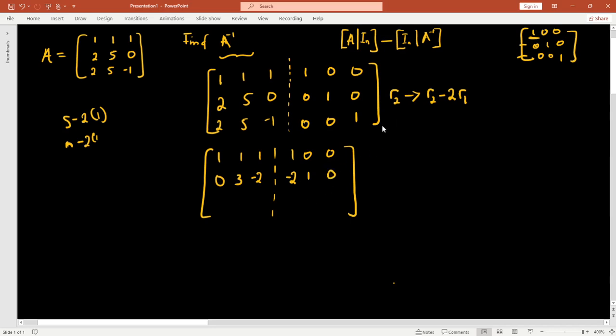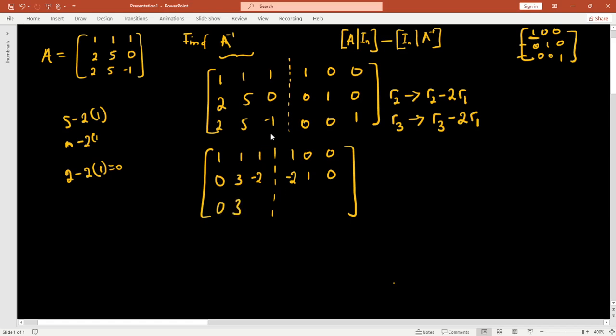Then for the third row, we're simply going to do the same thing because we have a 2 here, so to convert this into a 0, we subtract 2 times row 1. So row 3 will be equal to row 3 minus 2 multiplied by row 1. Here we have 2 minus 2 multiplied by the first entry, 1, so this gives us a 0. Then the second entry is 5, so 5 minus 2 times 1, we get a 3 here.